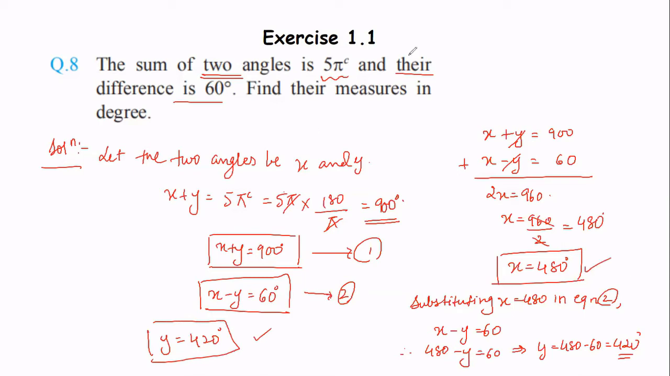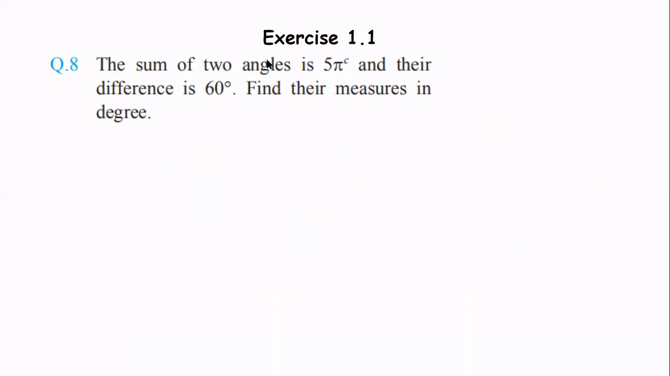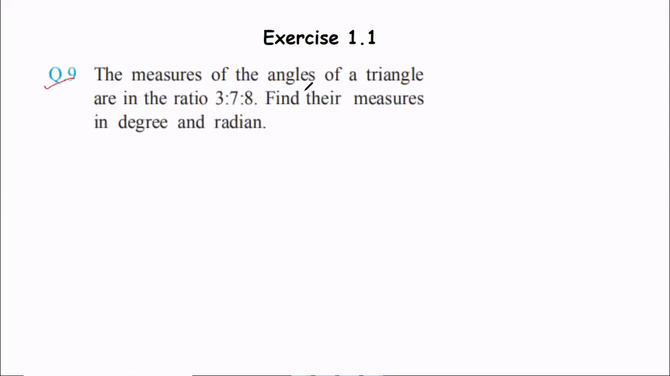Now moving to the next sum. You can copy this down. The next sum, question number 9. Measures of the angles of a triangle are in the ratio 3:7:8. That means the three angles of the triangle are in the ratio 3:7:8. So we can consider these angles, say A, B, C. Let angle A be 3x, angle B be 7x, and angle C be 8x. Then we need to find measures of these angles, both in terms of degrees and radians.